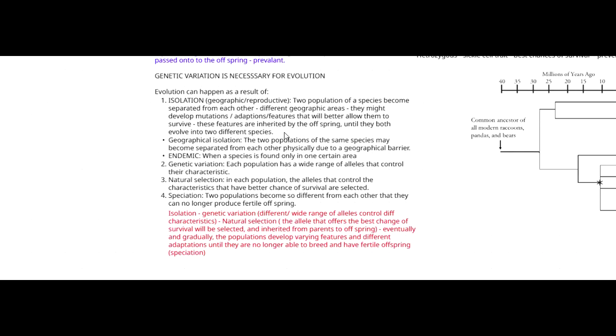Explain the process of evolution. How did the organism develop these adaptations? So that is what you need to be able to answer. How are they evolving? How are they developing adaptations?